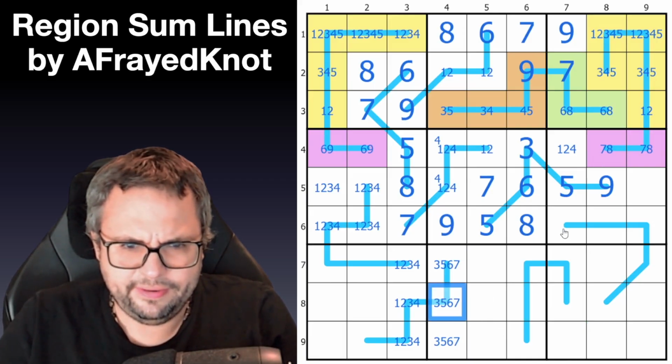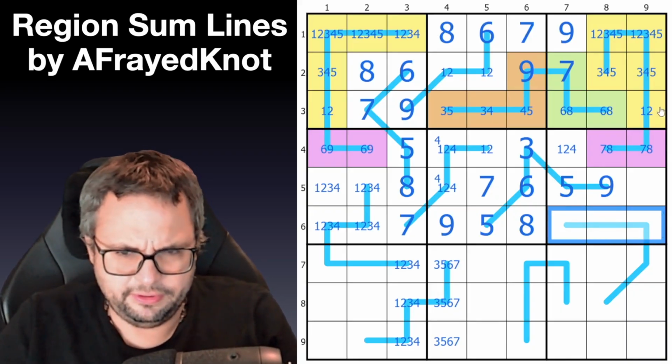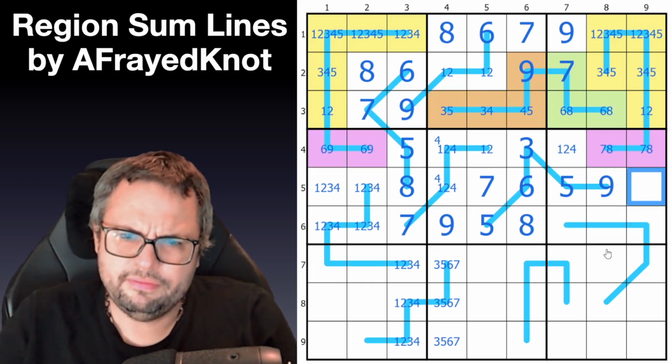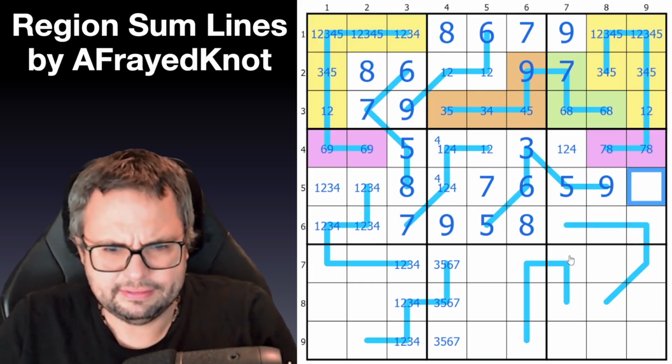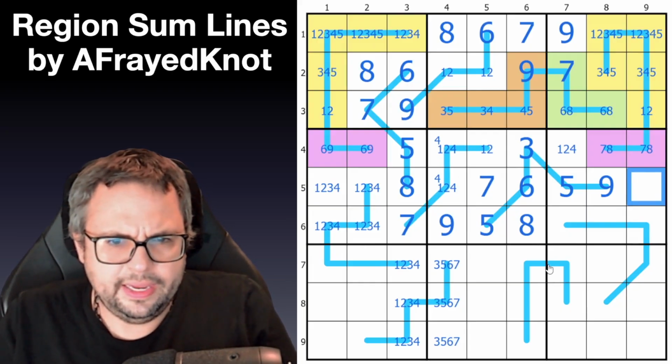Let's see. There's definitely a 6 over on this line just by Sudoku. I don't know how useful that is. This is a 1, 2, 3, 4. I don't know how useful that is either. Let's see.